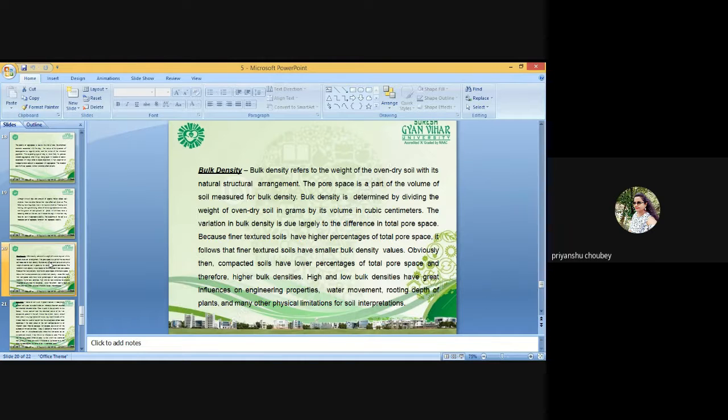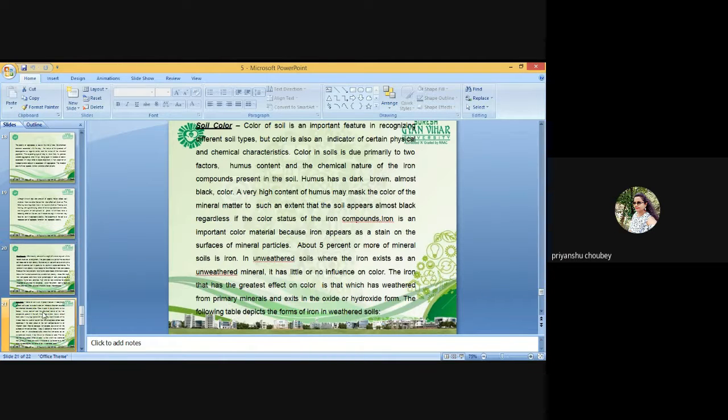Numerical problem. So here we completed soil bulk density and particle density. Next one, soil color.